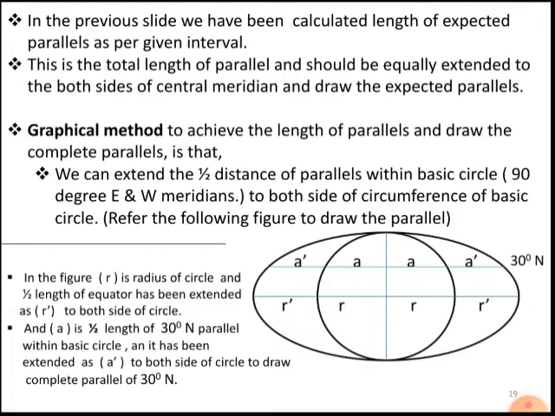So in this way also you can find out the length of the parallels. For that you have to refer to the half length of the parallel within the circle of 90 degree east and west. You can extend that, like A to A dash or R to R dash, to both sides of all the parallels, and you will get the complete parallels.